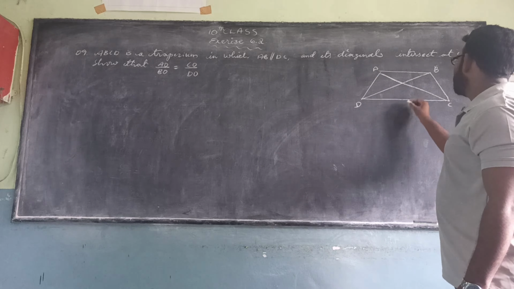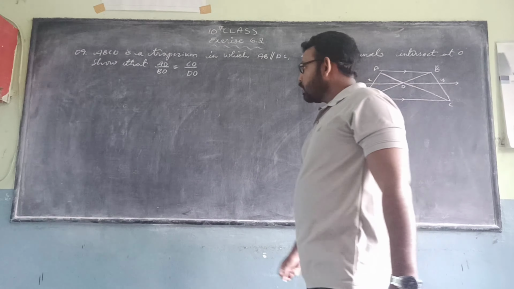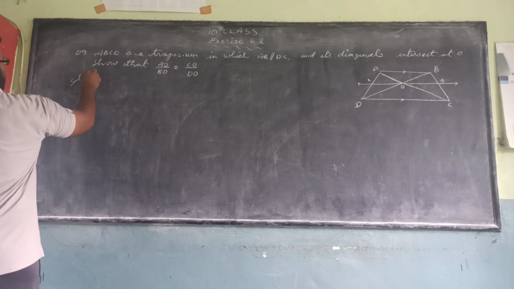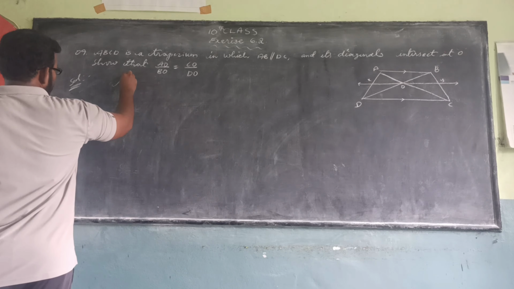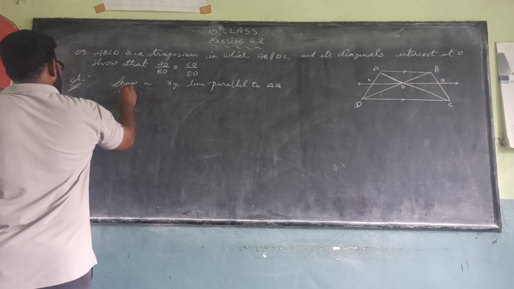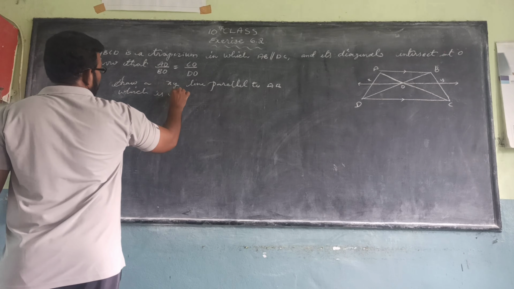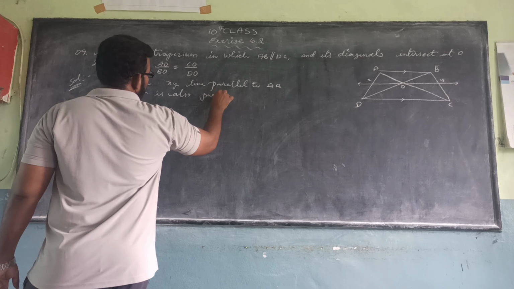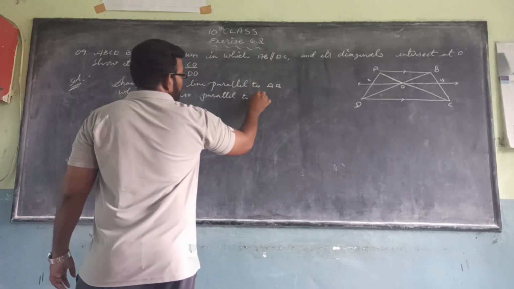Now draw a line parallel to AB. Let it be XY. Here the solution is: draw the XY line parallel to AB, which is also parallel to CD or DC.